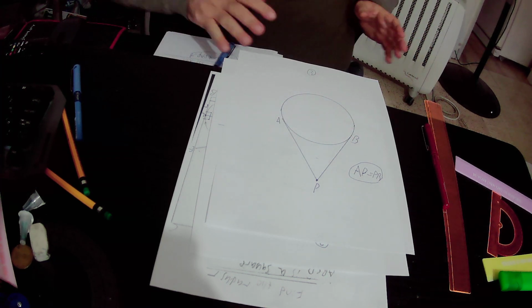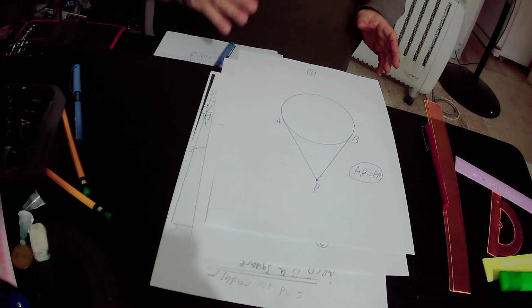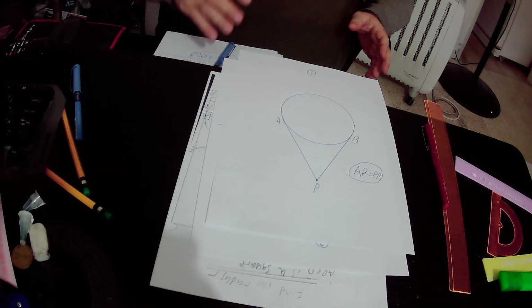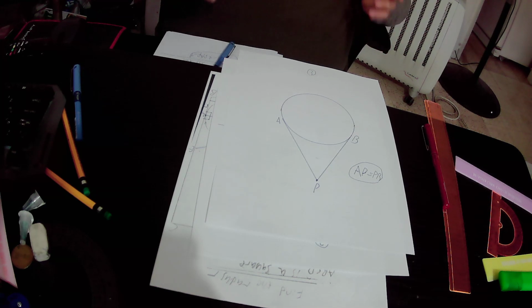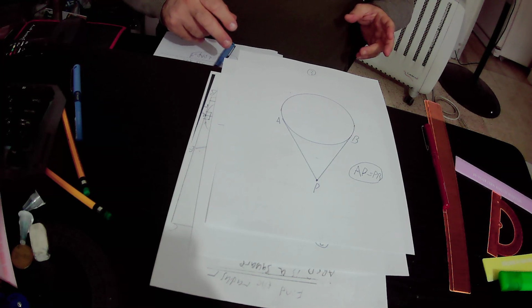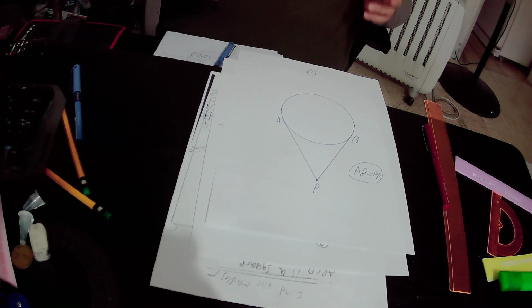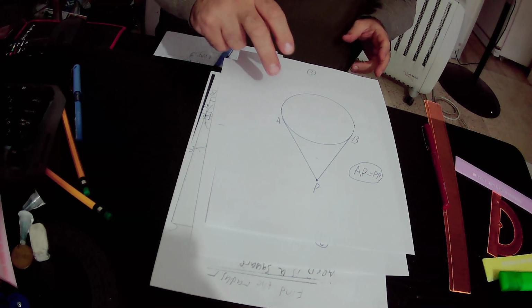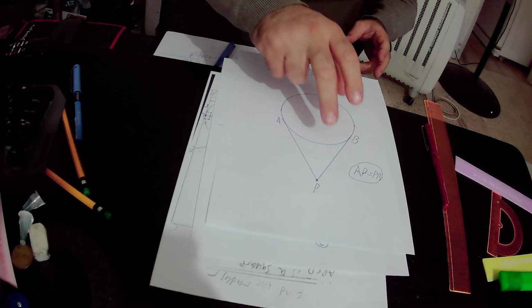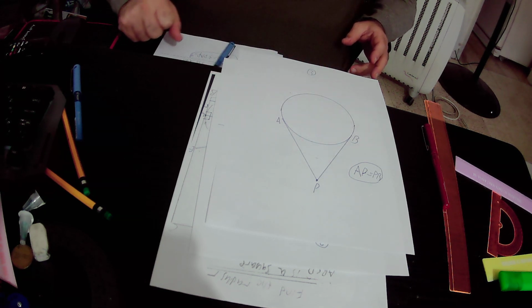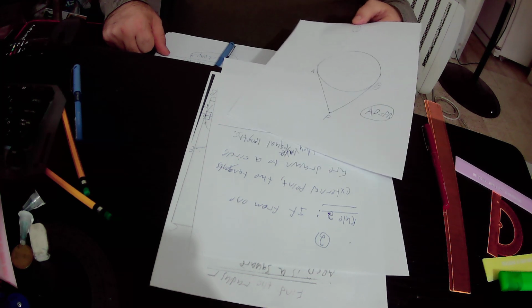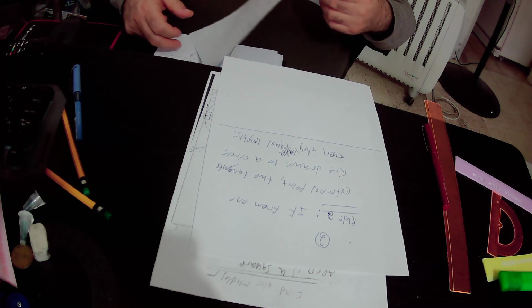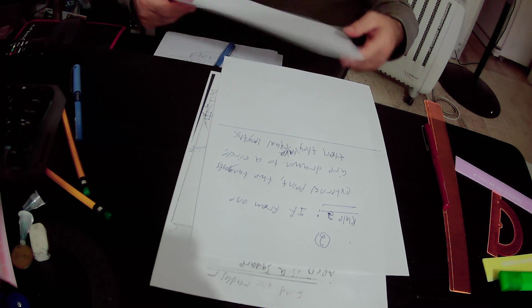So whenever you draw from one external point two tangents to a circle, then the lengths of those two tangents will be equal to each other, like in this drawing, that AP equals PB. Okay? So that is the meaning of rule number two.